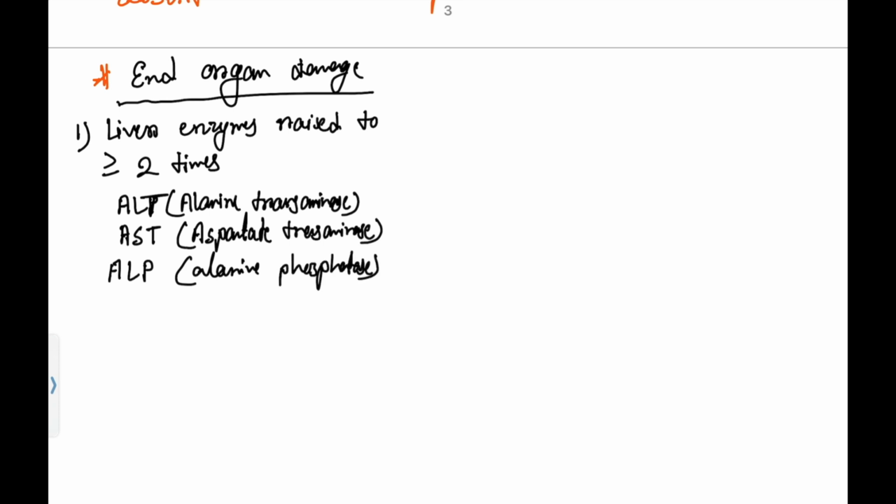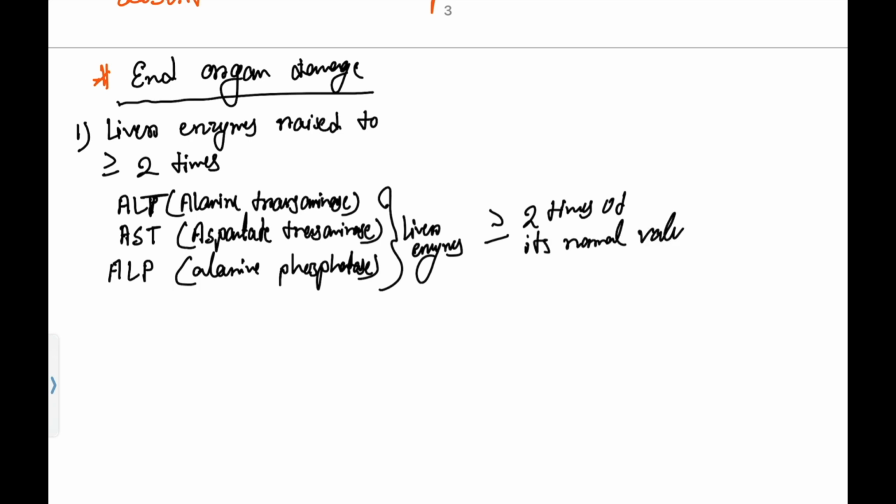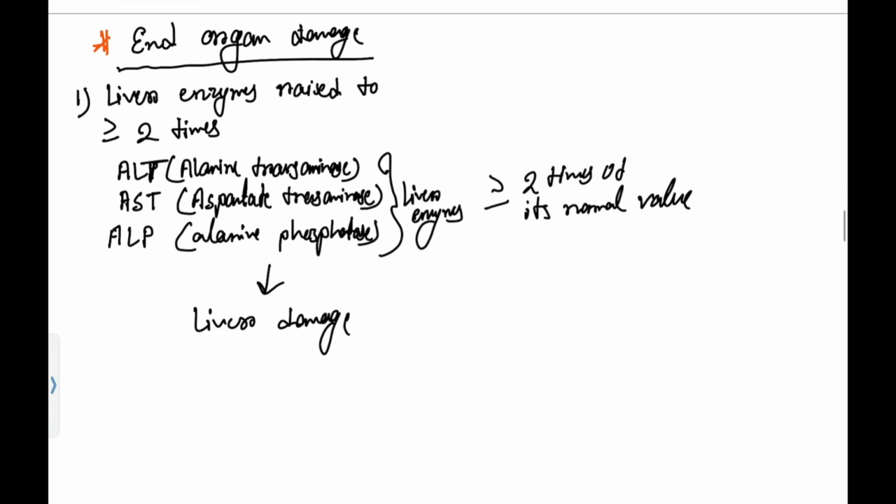You check this LFT test, no? You do LFT test in the patient. So ALT, AST, ALP are all liver enzymes and other enzymes also. If you check these enzymes, this value will be more than 2 times its normal value. They have a certain value in the normal range. When it increases more than 2 times the normal value, that is an indication that the liver is getting damaged. Okay, that is very severe.